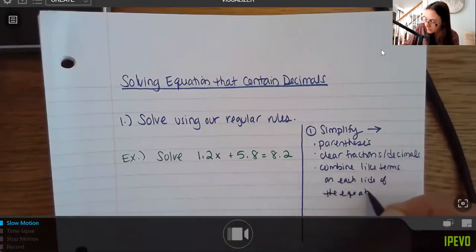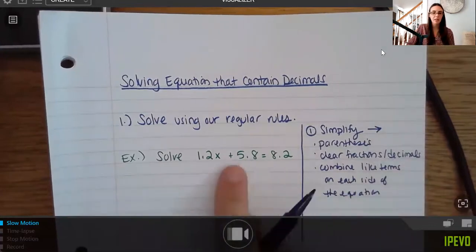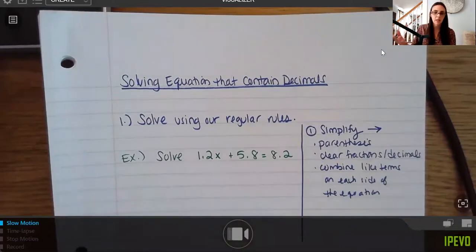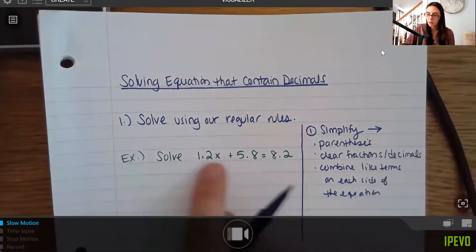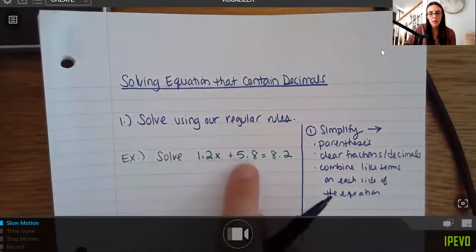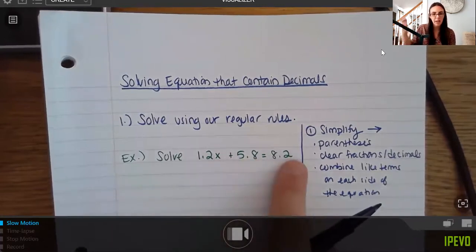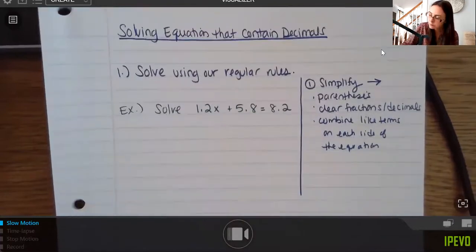of the equation. So if I look here, I don't have any parentheses, I don't have fractions, obviously I have decimals, but that's okay. And I don't have like terms on the same side, right? So if I look on the left side of the equation here, I have an x and a number. Here I just have a number. So there's nothing really I can do quickly to simplify.